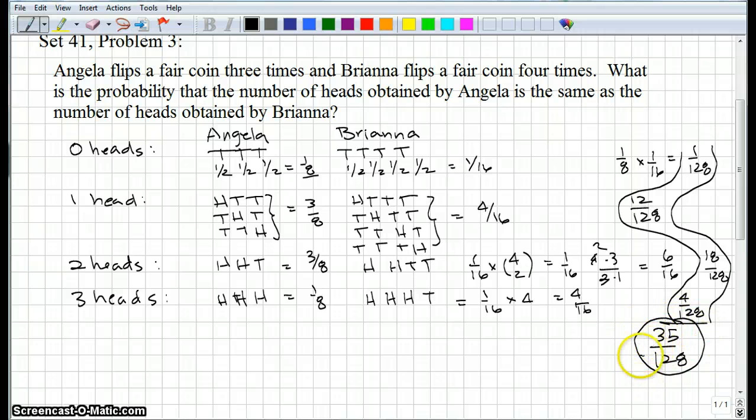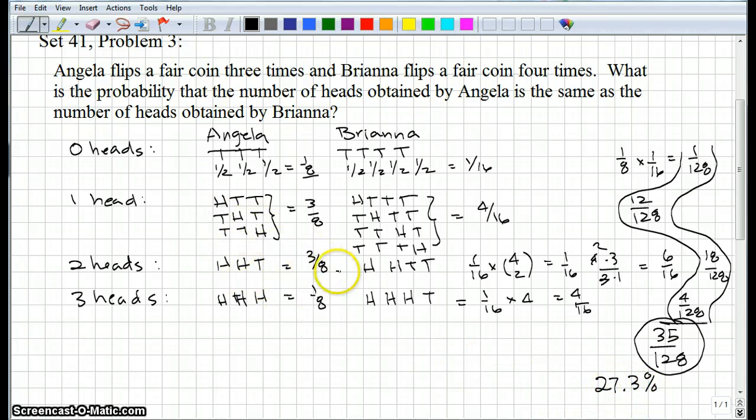Now if you want to put that in a calculator and see what it is as a percentage, because sometimes it's a little easier to get a handle on the numbers when you look at it out of 100. So that ends up being 27.3%. So it gives you a little bit better idea. It's a little more than a 1 out of 4 chance that Brianna and Angela would get the same number of heads. Okay? So that's your answer.